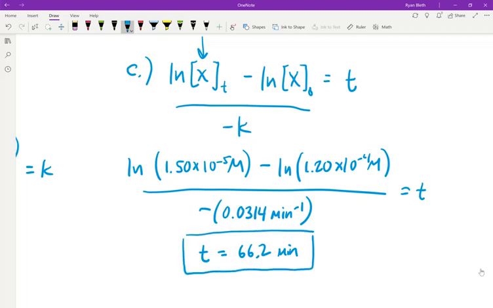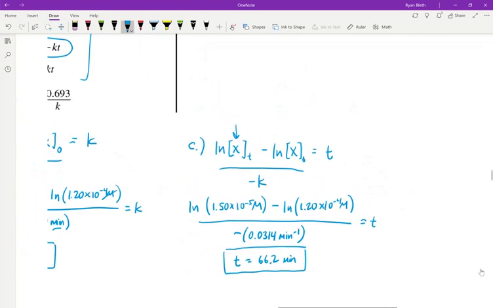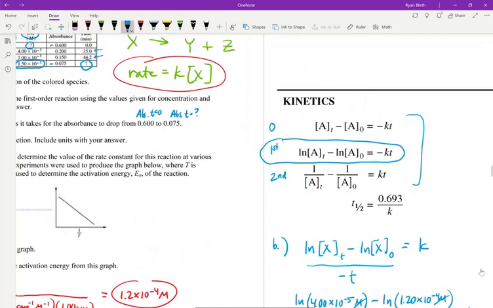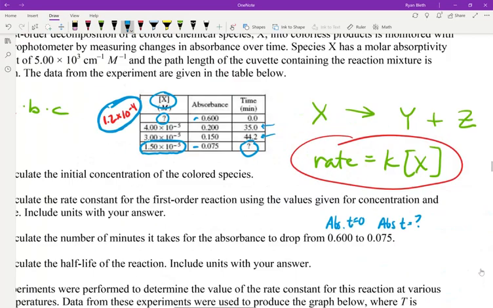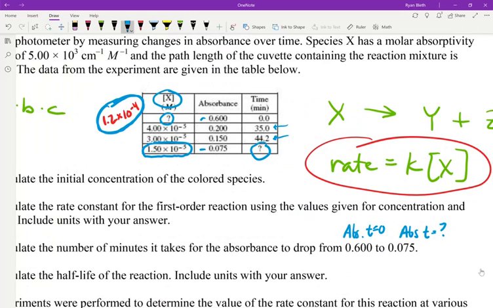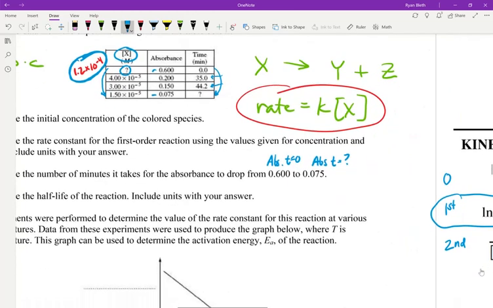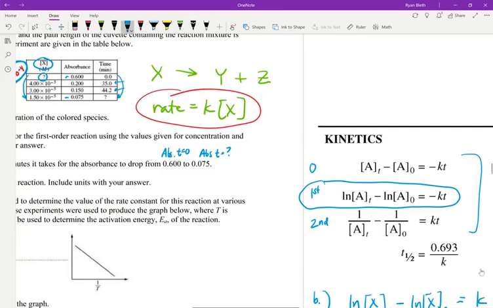And if I go back to my data table and see if that sounds realistic, looking at the data here, does that look reasonable based on the other concentrations and the other times? Yes, it would take longer to get to that lower concentration, according to this table. As the concentration drops, it takes more and more time. And so a value there of about 66 minutes would make sense. The other way to get to that answer is via the half-life approach.